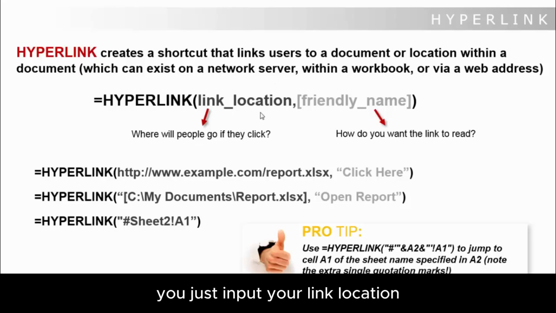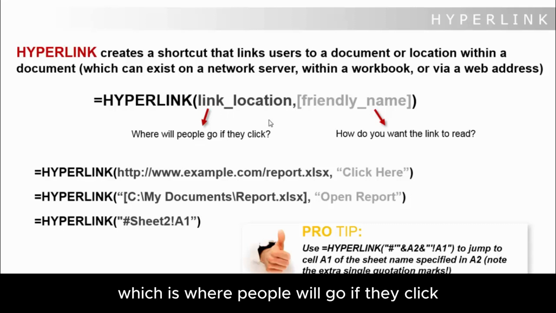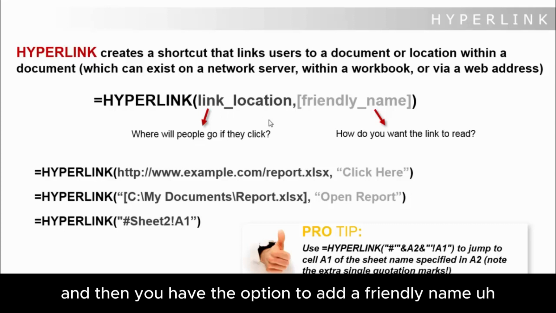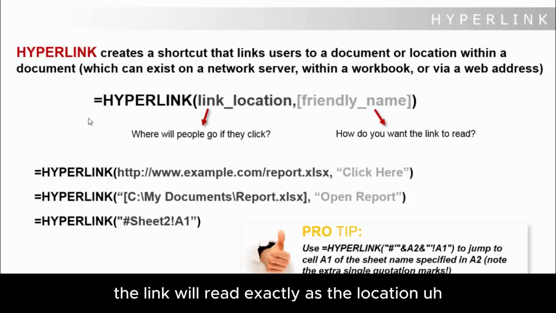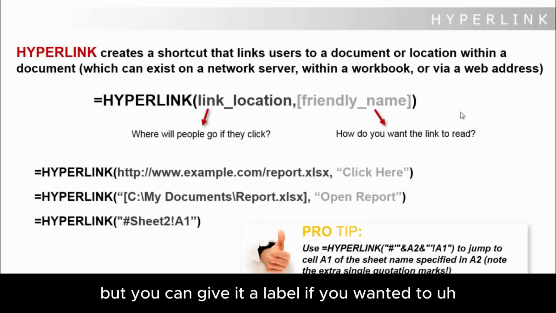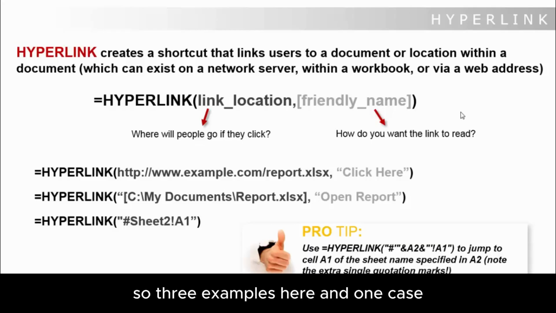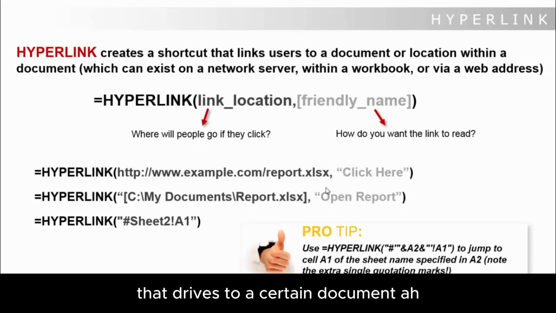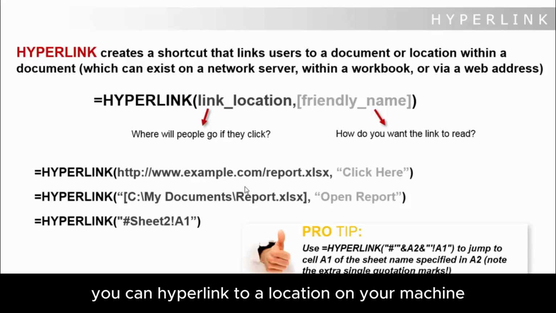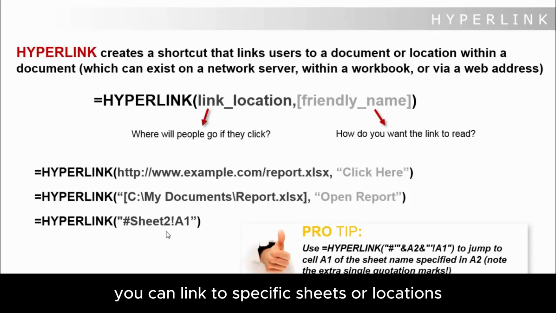You just input your link location, which is where people will go if they click. And then you have the option to add a friendly name, which is how you want the link to read. By default, the link will read exactly as the location, but you can give it a label if you want to customize it a bit. So 3 examples here. In one case, you can hyperlink to a web address or URL that drives to a certain document. You can hyperlink to a location on your machine. And then last but not least, you can link to specific sheets or locations, even specific cells within your workbooks.